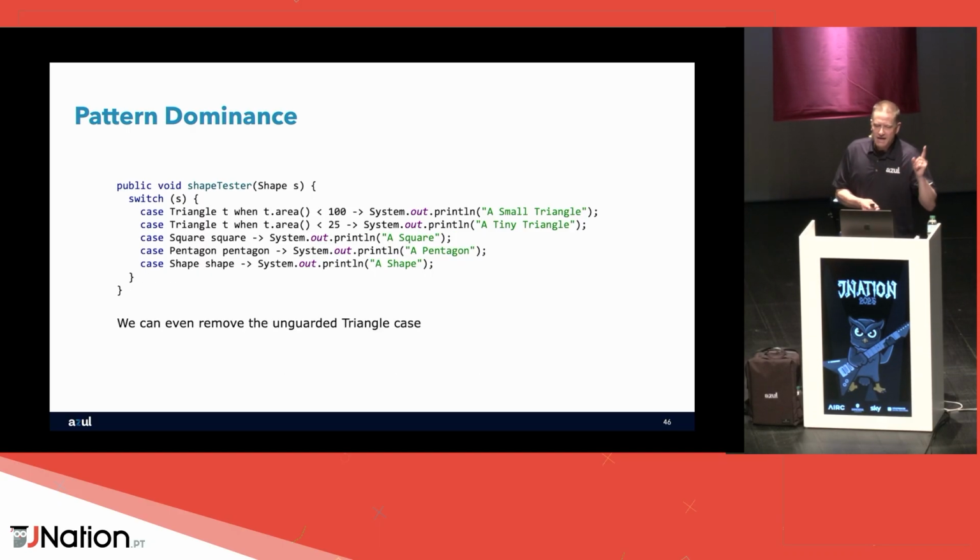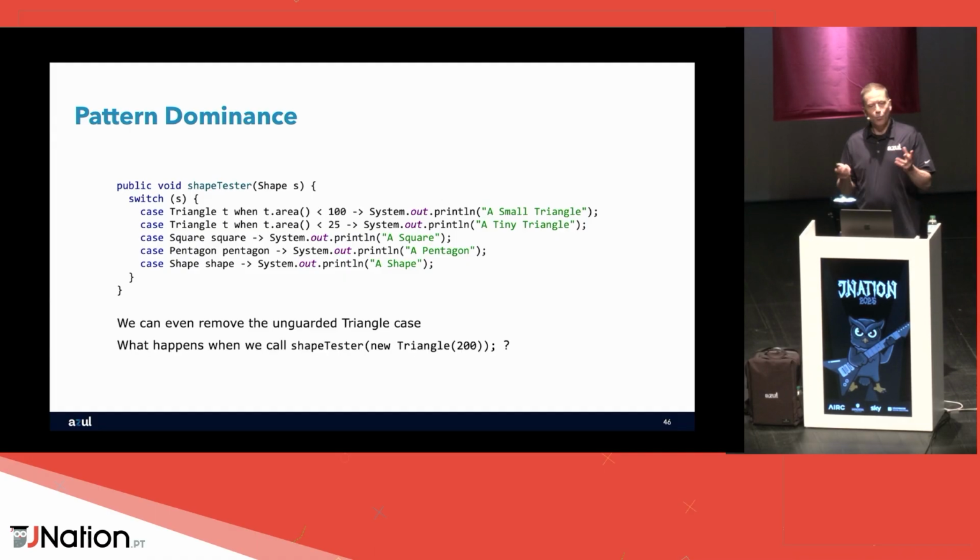What we could also do is we can remove the triangle completely. So remove the triangle case and only have two guarded cases for a triangle. What happens now if we call shape tester on new triangle 200? Anybody guess? Shape, thank you very much. Yes, of course, because the triangle is still a shape. So even though the guard is not catching it in either of those two cases where we have a triangle explicitly, it will still be caught by the shape, and therefore we maintain that completeness for the switch.